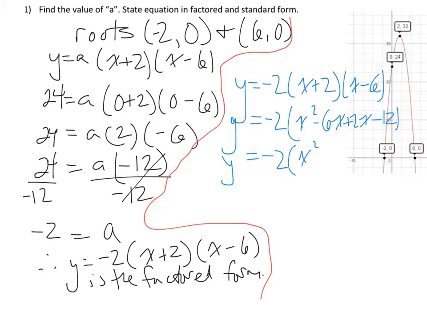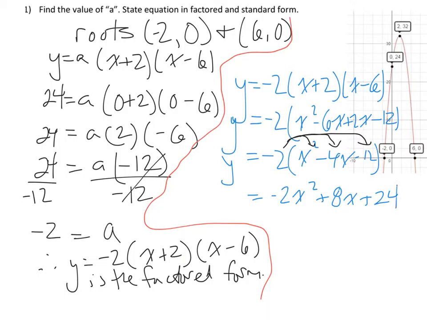So x squared, and what's -6 plus 2? I'm pretty sure it's -4x minus 12. And now I need to expand and use the distributive property and multiply that in. So I do that to get -2x squared plus 8x plus 24, which is standard form. And you can even check your answer. I know that positive 24, the c value, is my y-intercept.